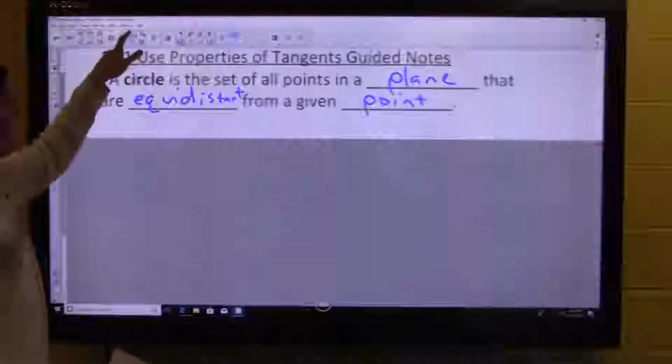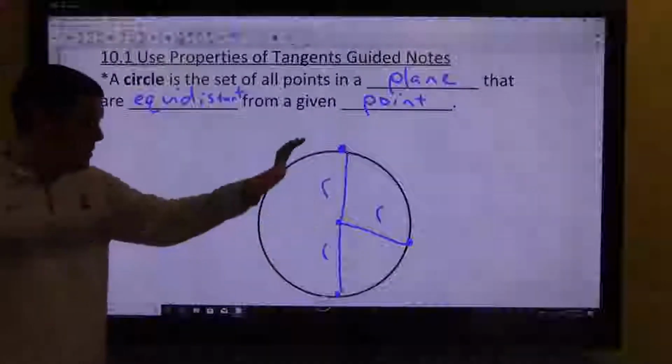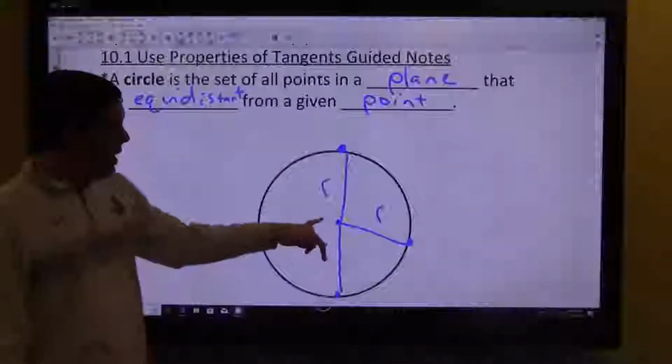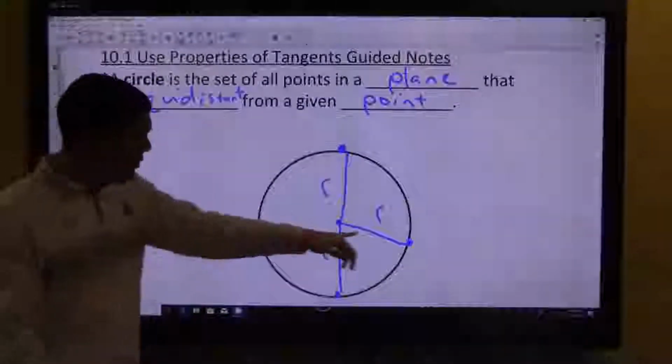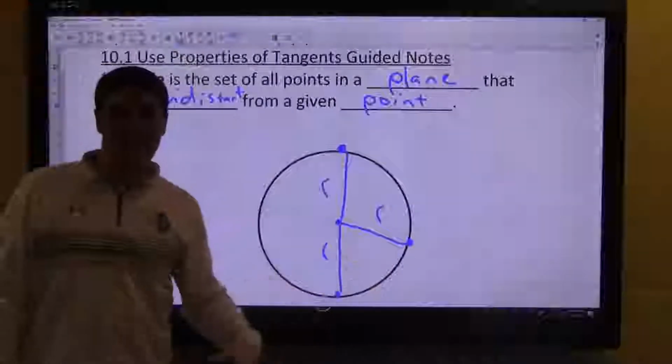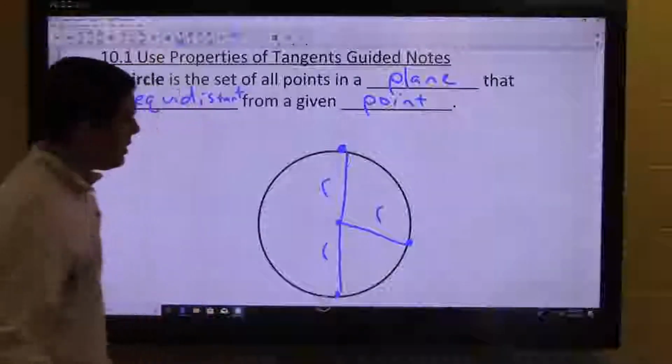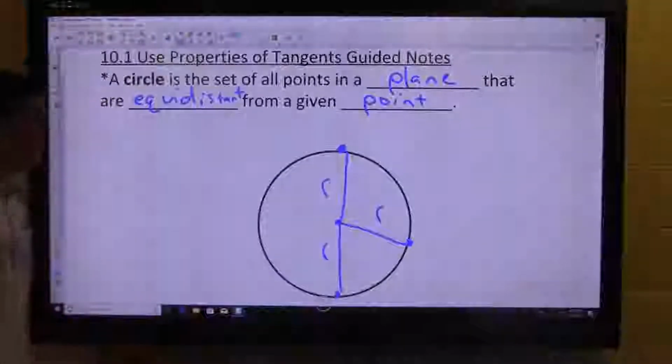Like I was mentioning earlier, this is what I was trying to draw here. This is what I drew earlier. I drew 3 different radii here, and all those points are going to be, whatever the radius is, that length away from the center. So all these points are equidistant from the center of the circle.